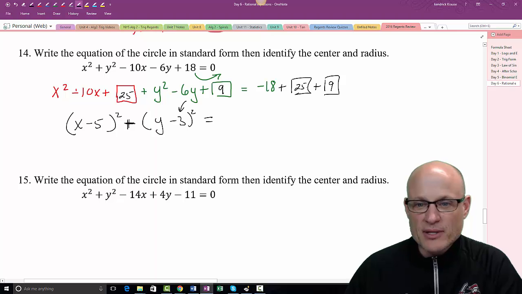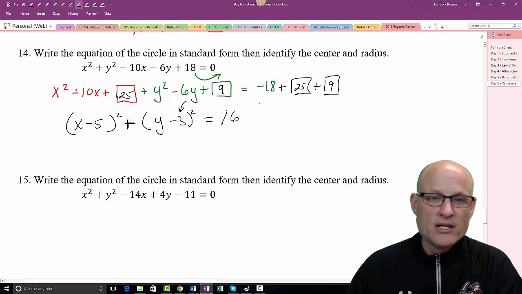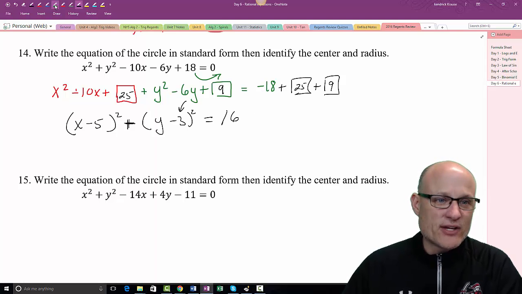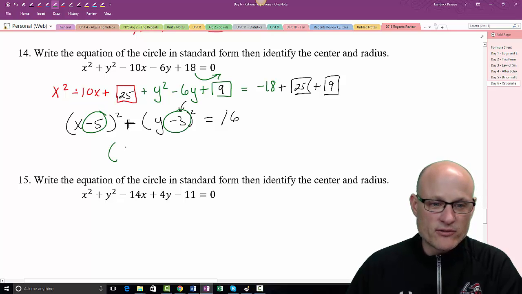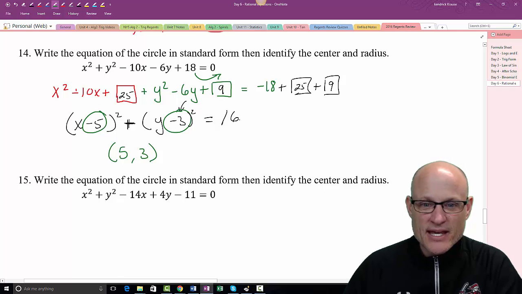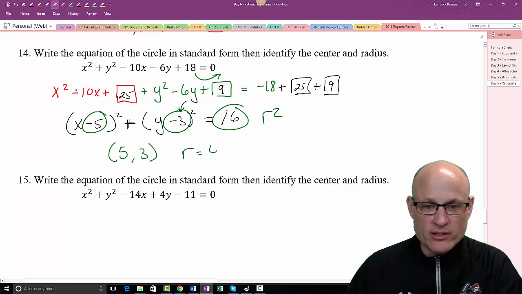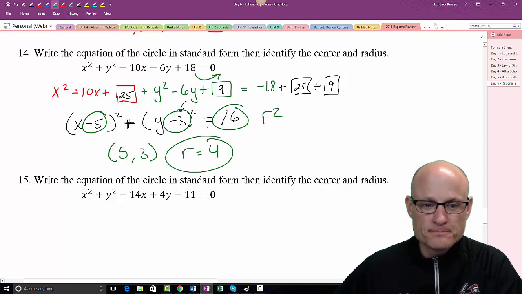So if I add all that up on the right side, what do I get? 16? That's 7 plus 9 is 16. So now it says identify the center and the radius. Well, here I get the center right here. The center is 5, 3. Notice they're opposite. And remember, this is equal to the radius squared, so my radius is equal to 4.